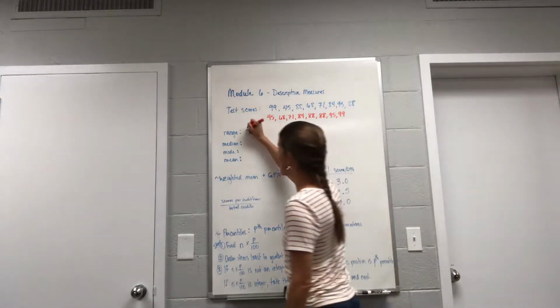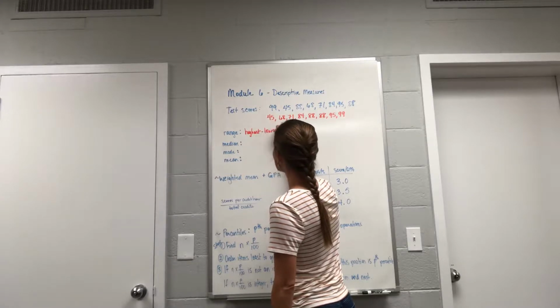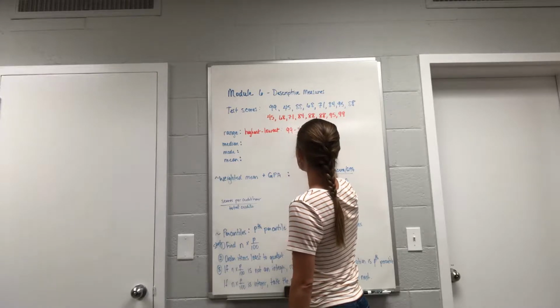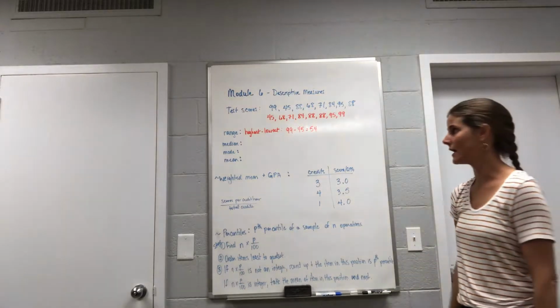The range is just the highest value minus the lowest value. So in this case, that would be 99 minus 45, which is 54. So that just shows the range of data. It's kind of what it sounds like, the range of the data.